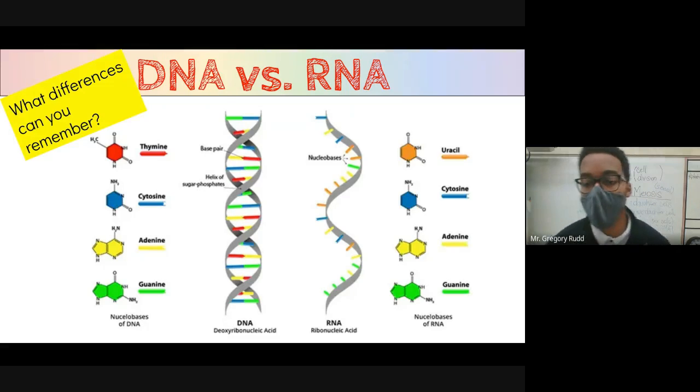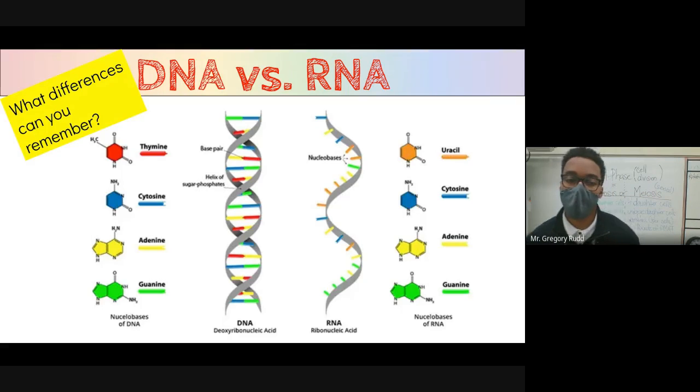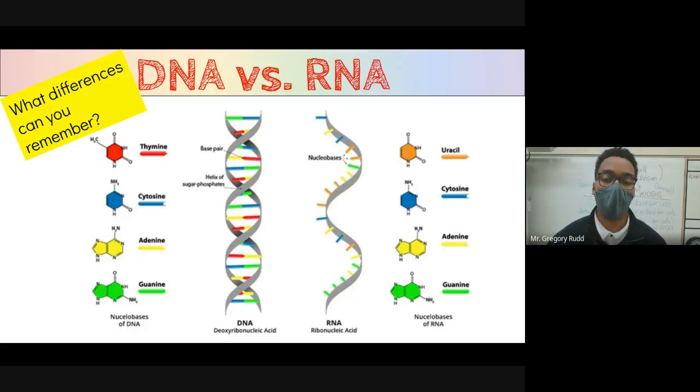Okay, yeah, the RNA is single stranded, whereas the DNA is double stranded. There are two strands that are connected to one another in the middle and wrap around one another. What else? What other differences do we notice?